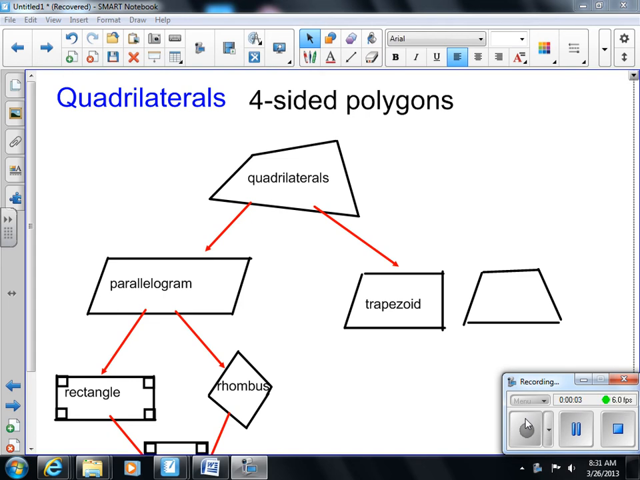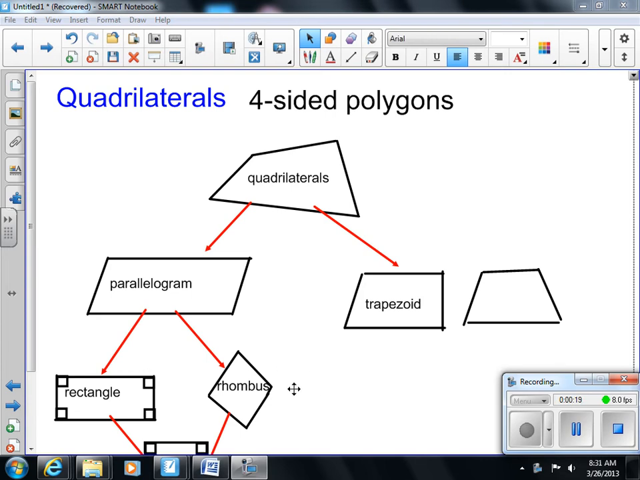Today we're going to be taking a look at another type of polygon, and it's a four-sided polygon. It's called quadrilaterals. The other day we worked on three-sided polygons, which were triangles. Quadrilaterals. Now let me tell you a story about the quadrilateral family.